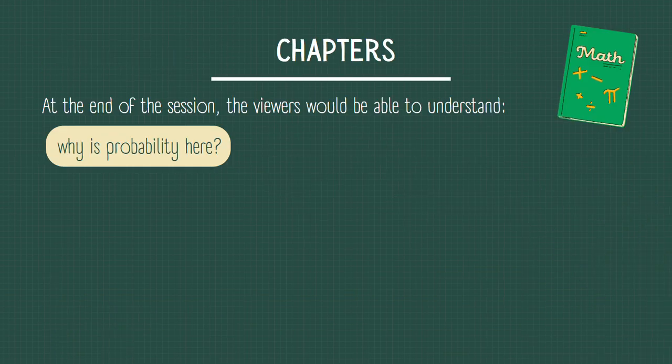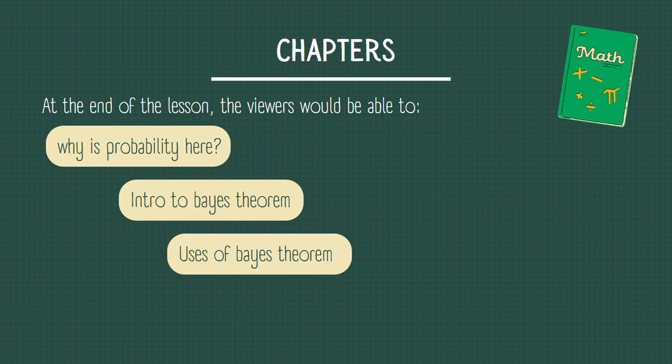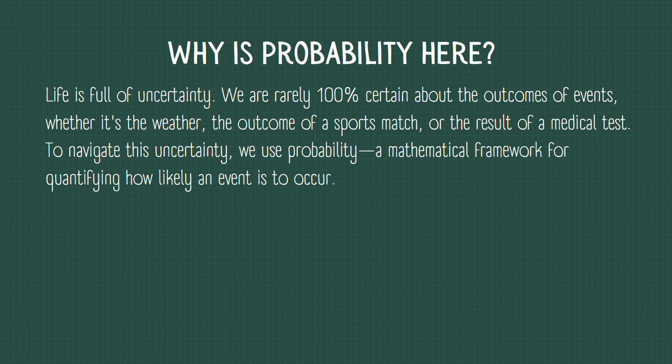So let's start. In this session there will be chapters. Before starting Bayes theorem, I'll be talking about why probability is here, how it came into existence, and why we need it in daily life. Then we'll go into the introduction to Bayes theorem. Then we'll see the uses of Bayes theorem in various fields, such as finance, health, artificial intelligence, and many more. And finally I'll be discussing future uses of Bayes theorem, where we can use Bayes theorem in future. So let's start the topic.